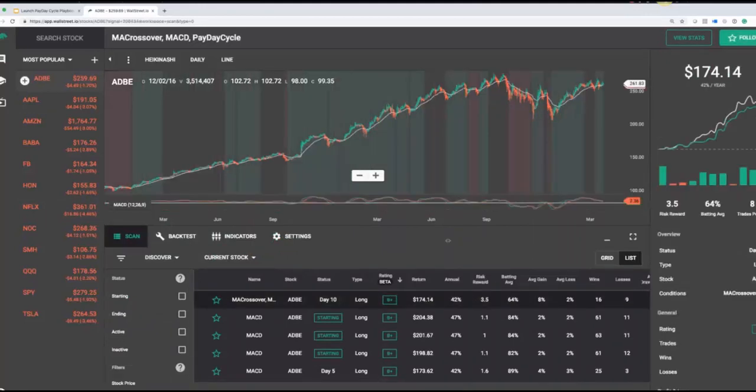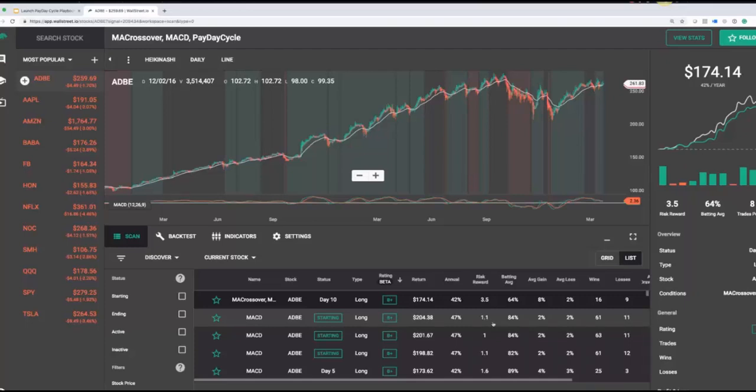Best strategy on Adobe, a B+. It's not an A, but it's still pretty good. 3.5 risk reward, that's actually really good. And 64% batting average. And this is kind of interesting. Do you see the one right below this? Sometimes with strategies, when the batting average goes way up, the risk reward goes down a little bit. You can see that happening. The batting average goes up to 84% here, but then the risk reward goes down to 1.1.